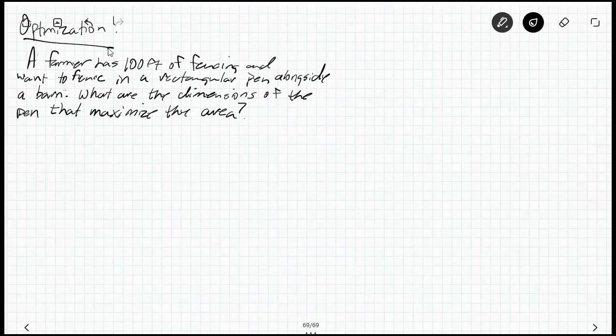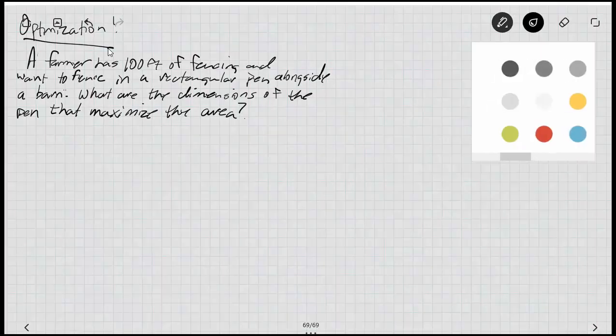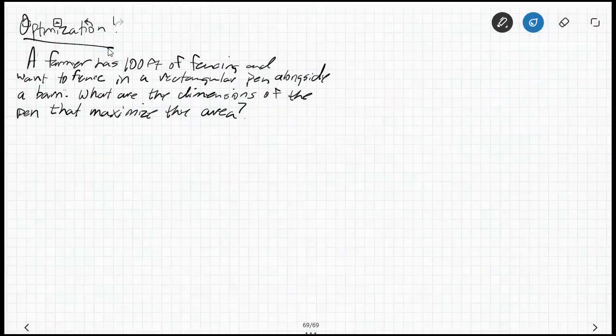Okay, so the first problem that we're going to deal with is a standard issue algebra 2 problem. You've seen it before and you could solve it with quadratics if you recall. But it's going to be a wonderful example for us to launch from when we deal with optimization problems. So a farmer has 100 feet of fencing and wants to fence in a rectangular pen alongside a barn. What are the dimensions of the pen that maximize the area?